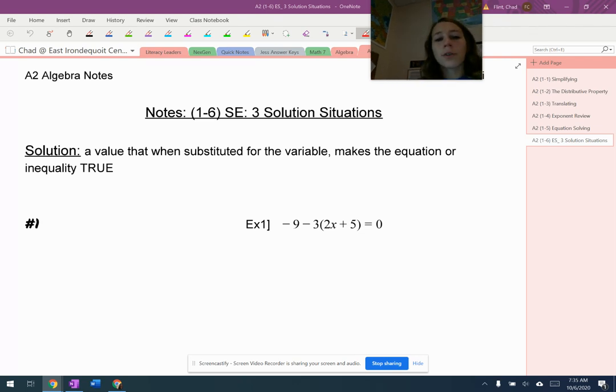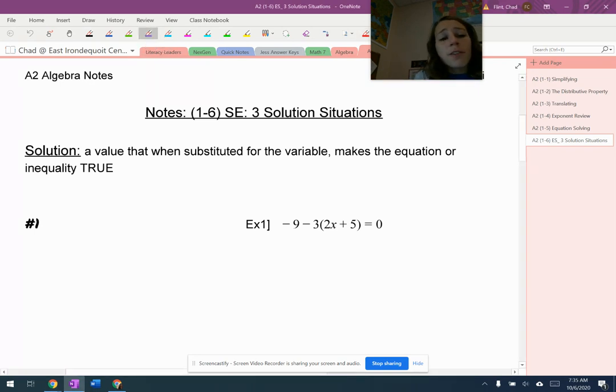So we're looking at notes for 1-6 today. This is solving equations. That's what that SE stands for, solving equations. This is the 3-solution situation. So we definitely talked about this last year, but we're going to go over it because it's important, naturally.